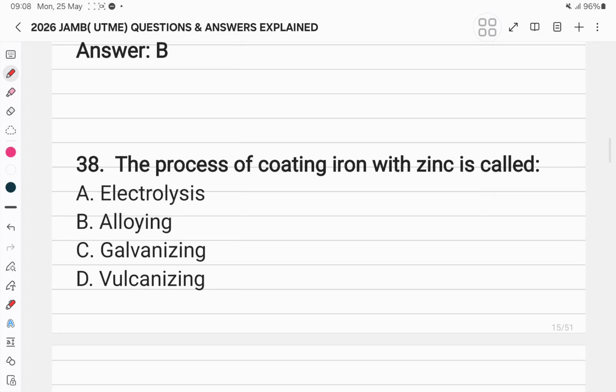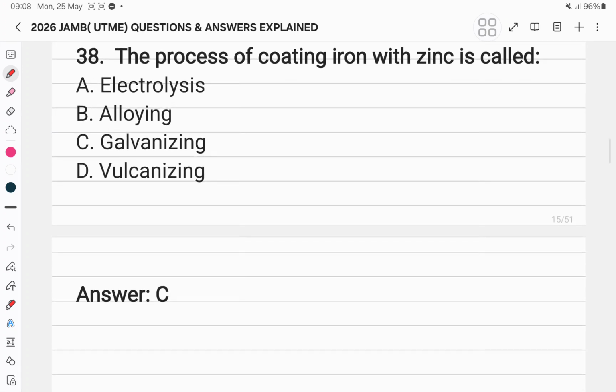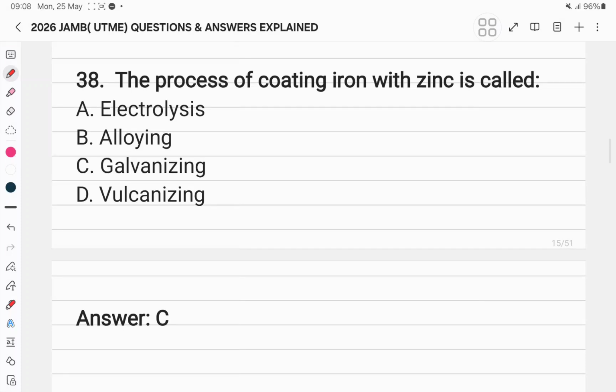Question 38. The process of coating iron with zinc is called galvanizing. Galvanizing is when iron is coated with zinc metal to prevent rusting or corrosion. Rusting of iron can be prevented by different methods. So when it is coated on the surface with zinc, we call it galvanizing.